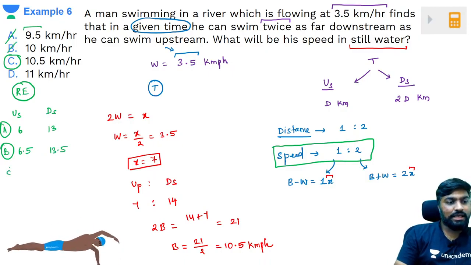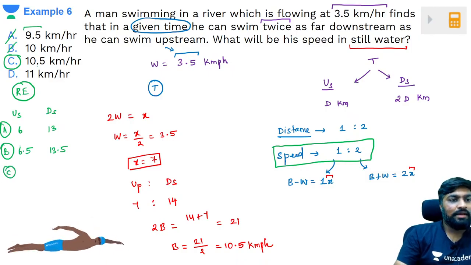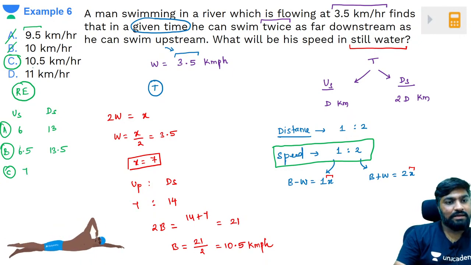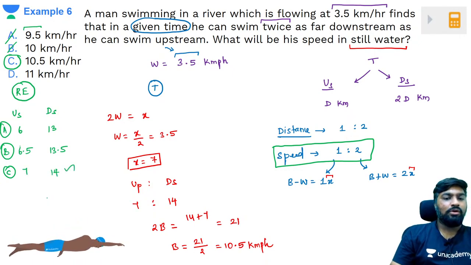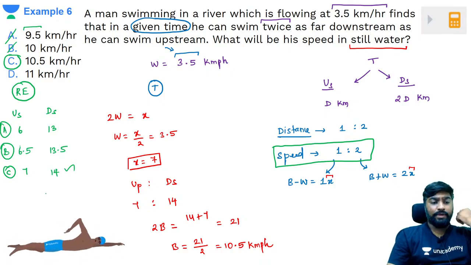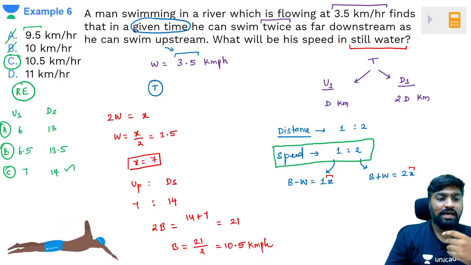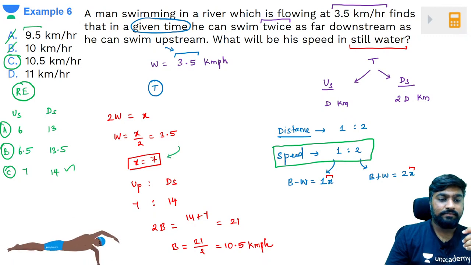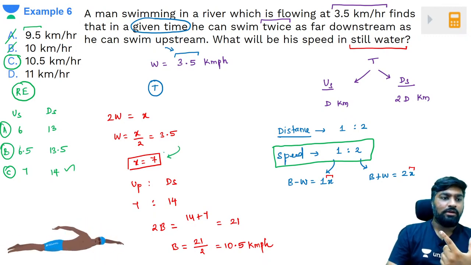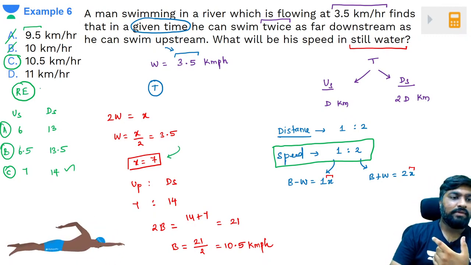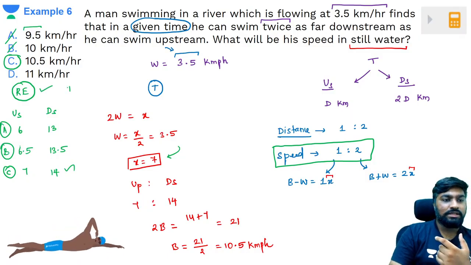Checking with option C, this will work out. Yes, 10.5 minus 3.5 is 7, 10.5 plus 3.5 is 14. No need to bring in ratios, no need to bring in equations. You don't have to find random x's. Reverse engineering will definitely help you here to reduce the time taken and will also increase your accuracy.